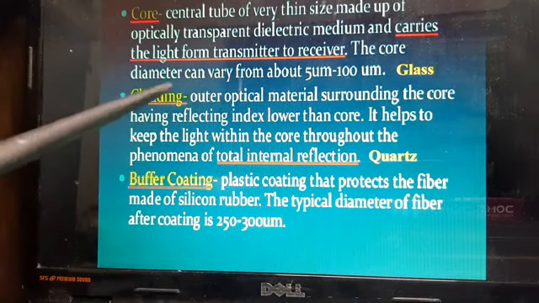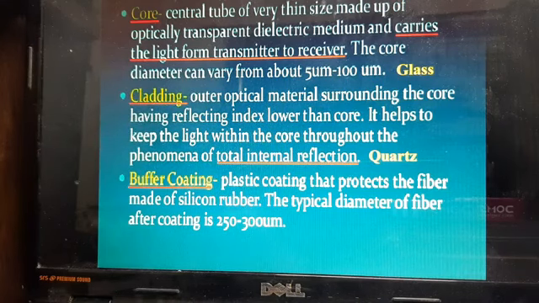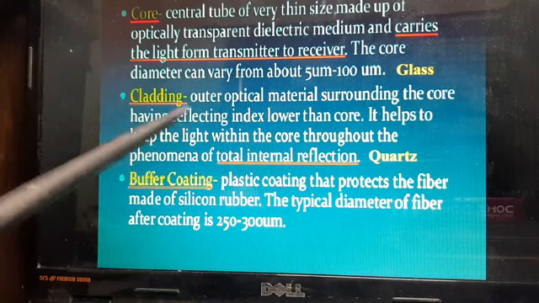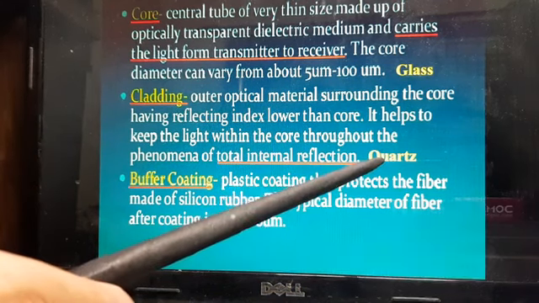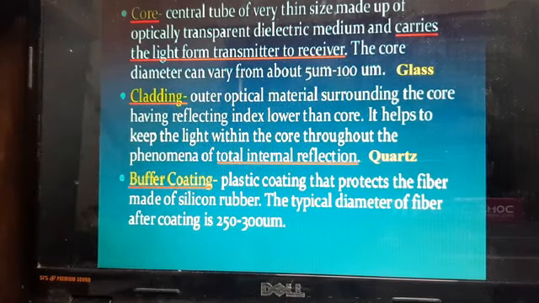And second, cladding. So what is cladding? Cladding is the second part, the outer optical material surrounding the core, which covers the core. The main property of cladding is that its refractive index is lower than that of core. It helps to keep the light within the core, that is, it is responsible for total internal reflection. It is made up of quartz. Quartz means having refractive index less than glass.